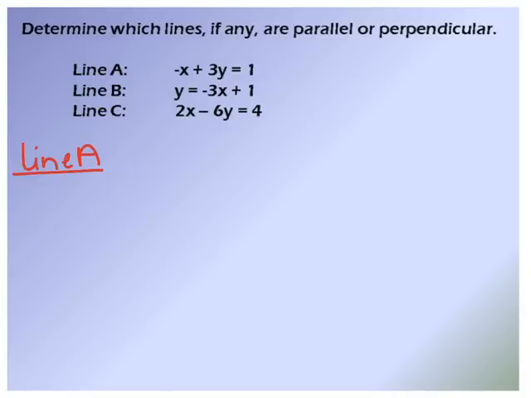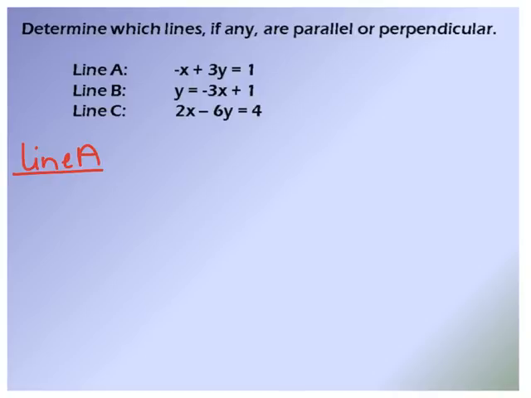In line A, I'm kind of in standard form. However, our A value is negative, so it's not proper standard form. But from that format, I cannot find my slope. So I'm going to go ahead and put it in slope-intercept form. To do that, we need the y by itself.